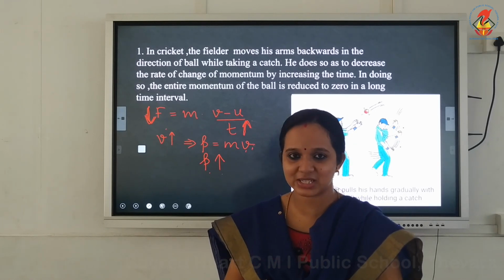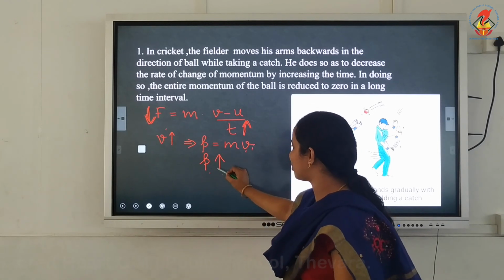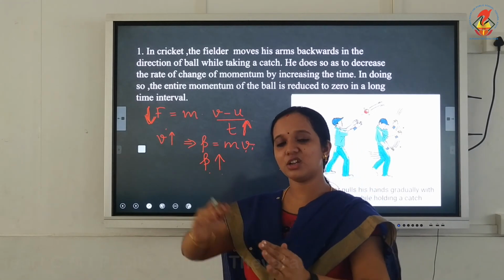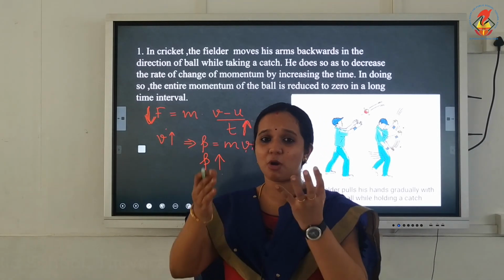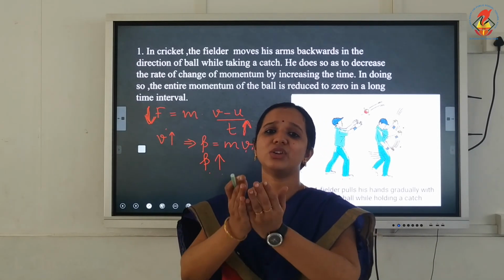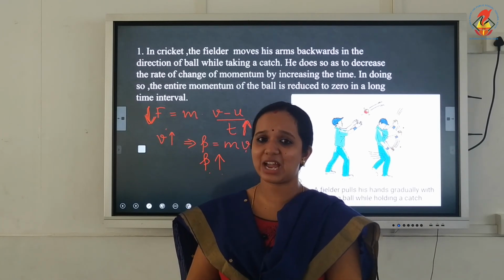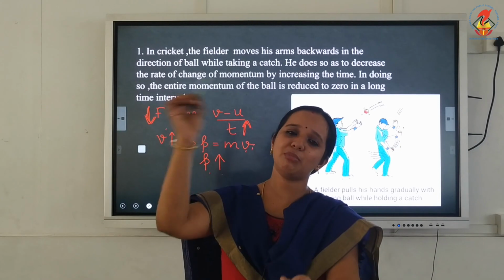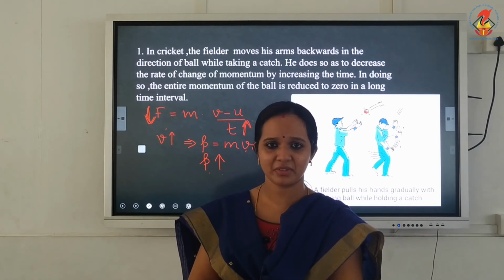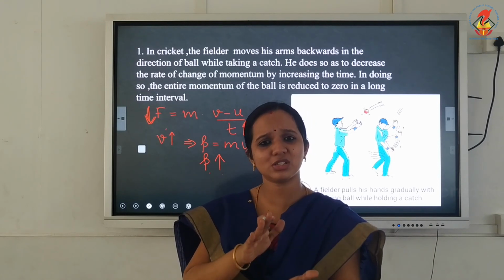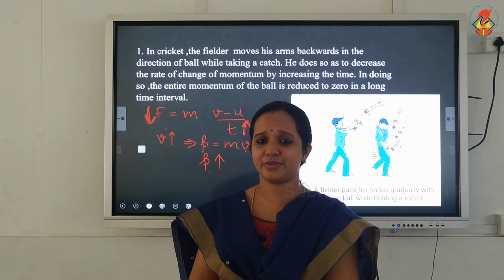Or in other words, we can say that the momentum gets reduced to 0 over a long time interval. Since the momentum is reduced to 0 slowly, he only needs to apply a small force to catch it. In turn, the ball will also apply a small reaction force on him. Since the reaction force is small, his hands won't get hurt.